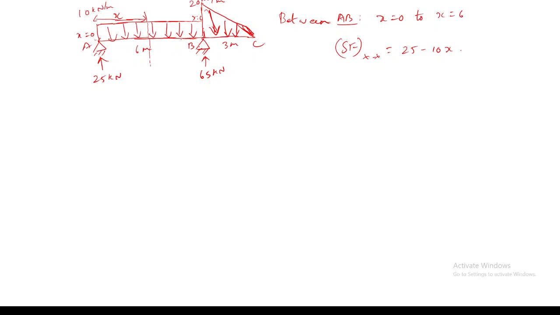Since on the right hand side we have mostly a uniformly distributed load, point loads, and a uniformly varying load, whereas on the left hand side I have only a single point load and a uniformly distributed load, I can find the shear force from the left hand side itself, which will be very easy, since we have only two loads. So based on this, I am taking the left hand side.